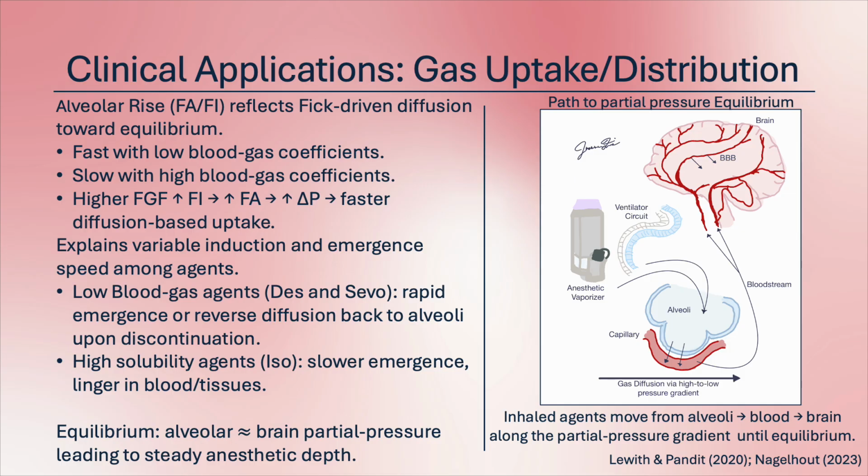Highly soluble agents like isoflurane dissolve extensively into blood before arterial pressure increases, delaying the rise in brain pressure. This slows both onset and emergence because more anesthetic must leave the tissues and bloodstream before pressure falls. Fresh gas flow influences this process. Increasing fresh gas flow raises FI, speeding the rise of FA and strengthening the driving gradient. Lower fresh gas flow slows this. Equilibrium occurs when alveolar, arterial, and brain partial pressures are nearly identical, creating a stable anesthetic depth.